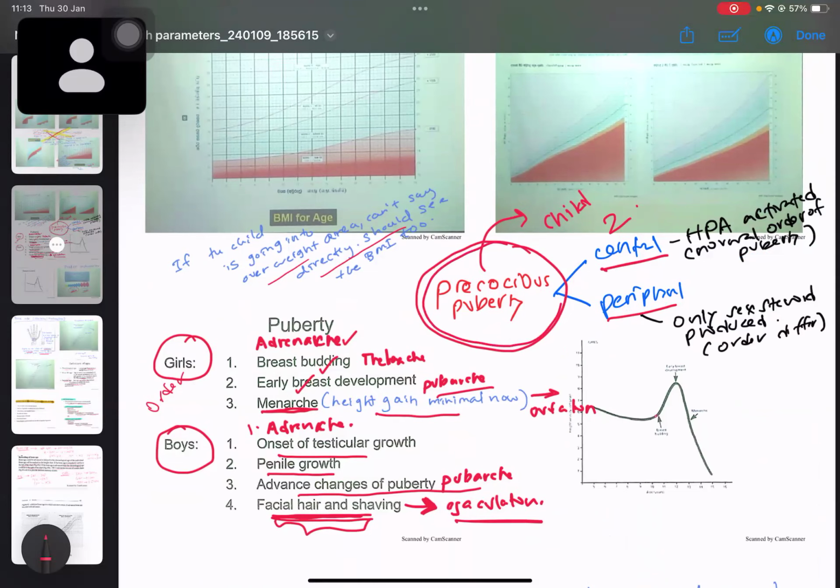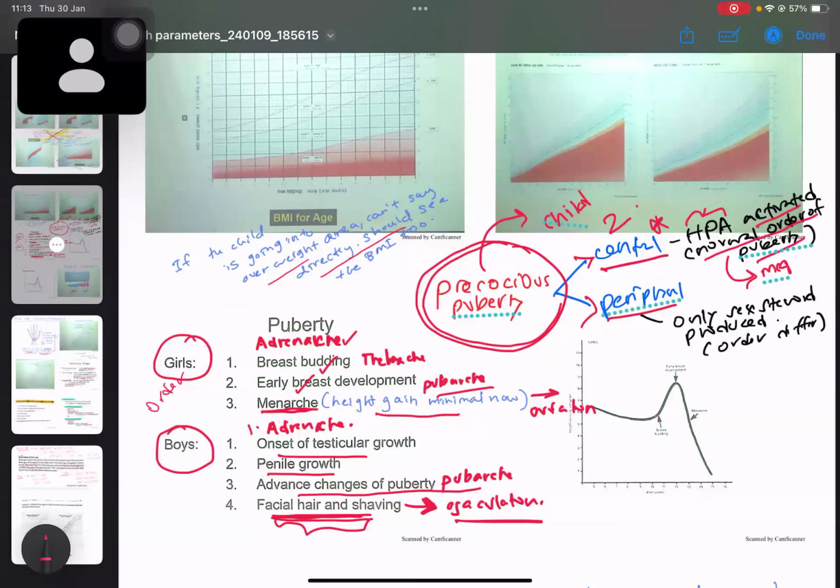There are two types: central and peripheral precocious puberty. Central precocious puberty means the hypothalamo-pituitary axis is activated and there will be the normal order of puberty. This is enough. This is the MCQ point. The stem will occur in central precocious puberty: the normal order of puberty will be followed.